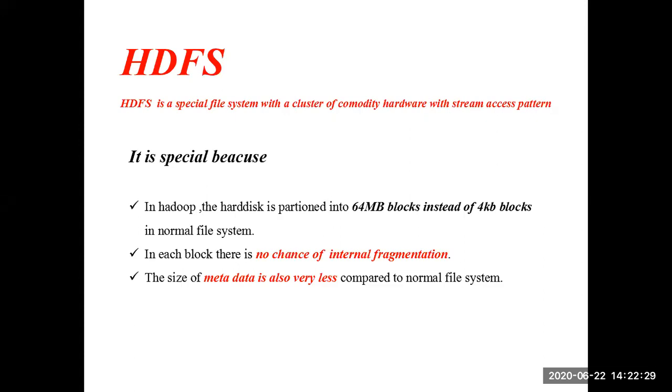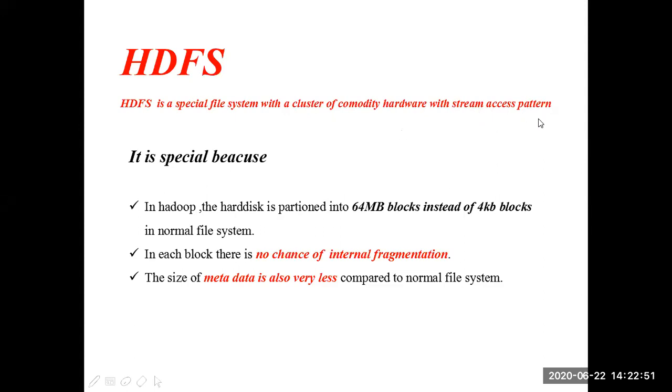Here cluster means a group of machines, and commodity hardware means cheap and inexpensive hardware components. Some hundreds or thousands of machines will be there in the Hadoop cluster, but they are very inexpensive machines. The computers we are using in that cluster are very inexpensive. Clear? Hadoop is a special cluster of commodity hardware, a group of cheap and inexpensive machines.